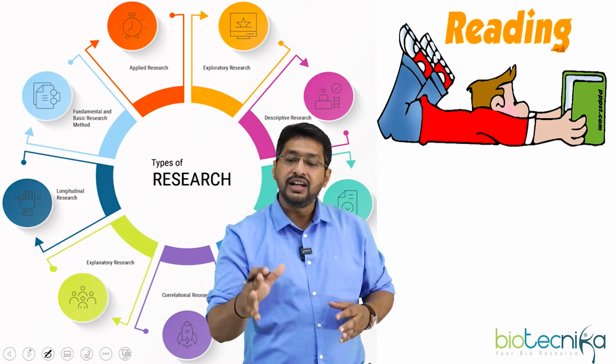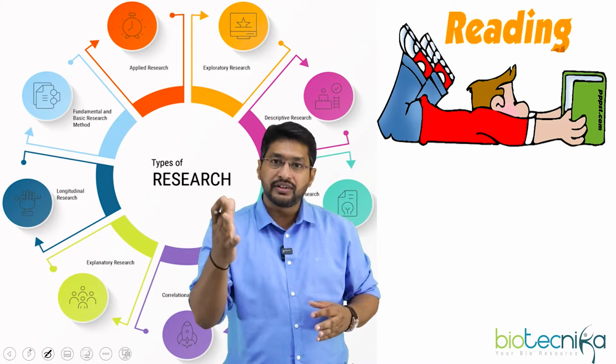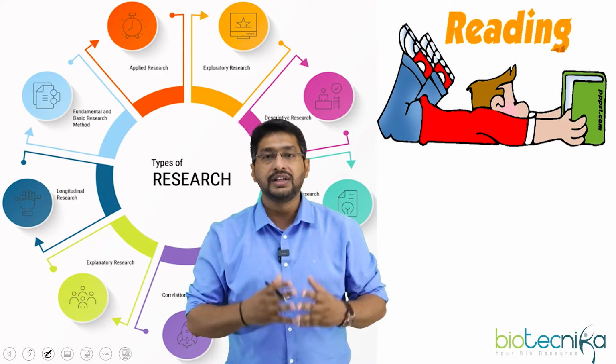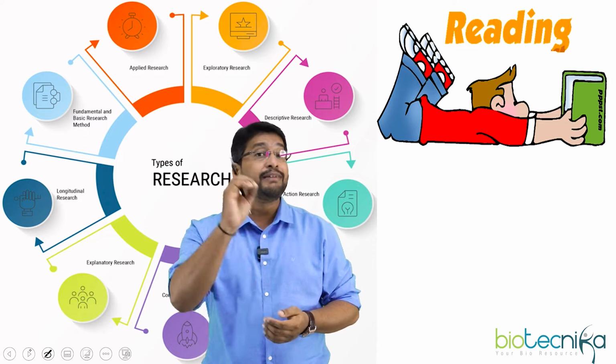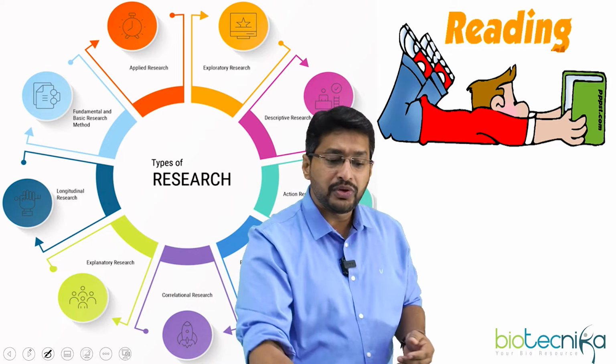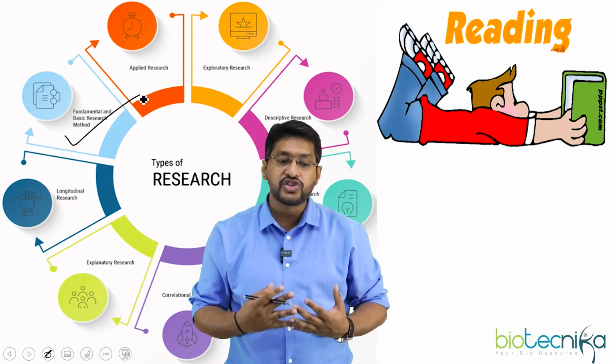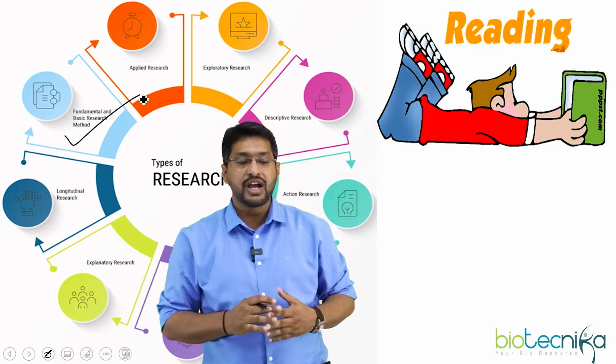So let us try to see what are the various subjects or the various phases in a research publication depending on the aim and scope. The first and foremost is, as we already know, the fundamental and basic research and the research methodologies which have been adapted.